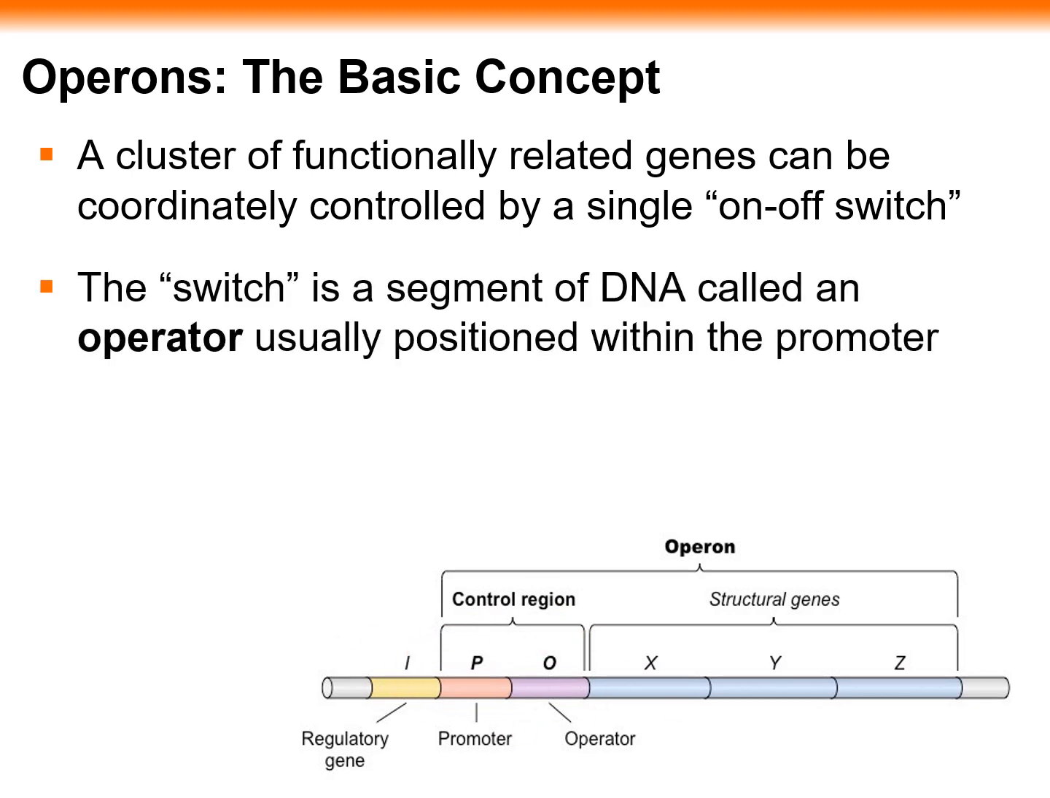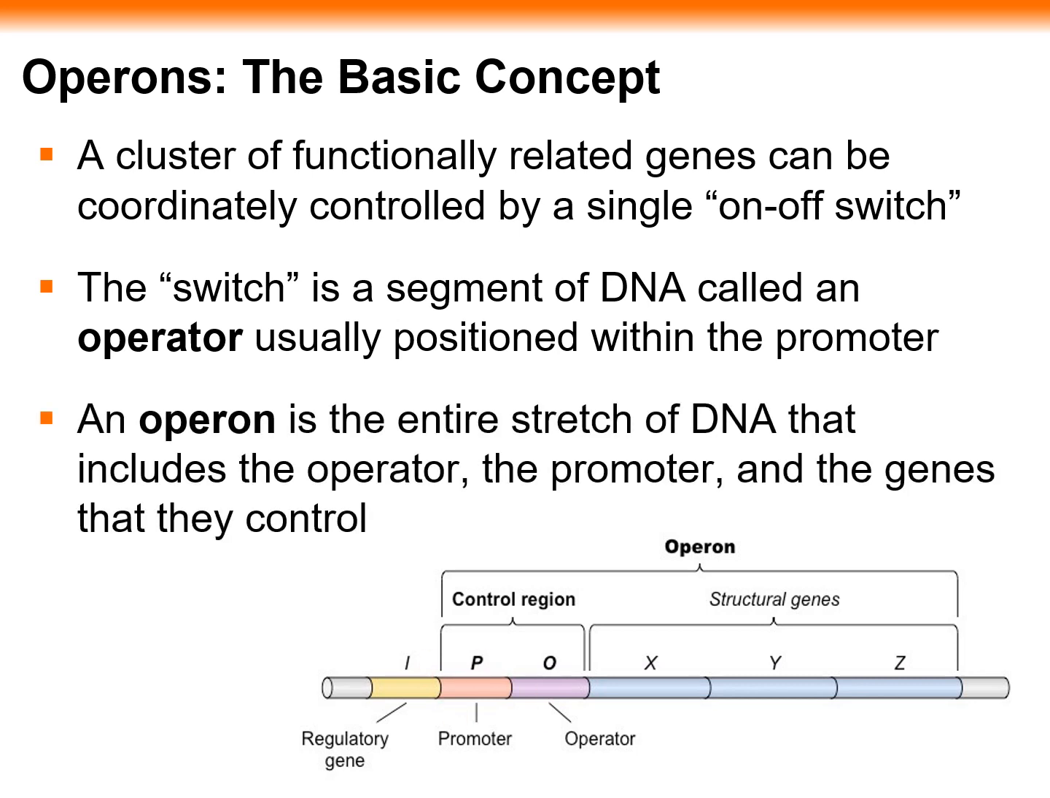That on-off switch we call the operator, which means that something has to bind here and be present in order for all three genes to be either turned on or, in some cases, turned off. Usually it's more of an on switch. There are these things called repressors that can turn off these operons as well. So an operon, again, is an entire stretch of multiple genes that are all under the control of one series of control elements we call the operator. There's a promoter in there. There may be some other things in here, but this is the fundamental control sequence right here.